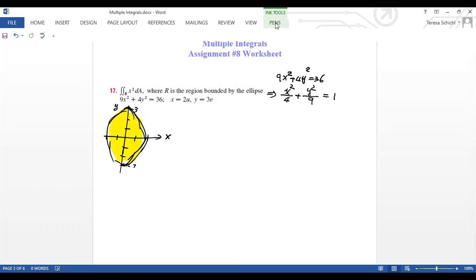Okay, so let's see here. How do I change that? Because this is one line, so I need to change it. So it's 9x squared. I said this boundary is 9x squared, right?